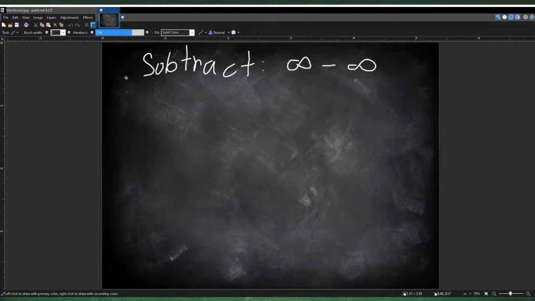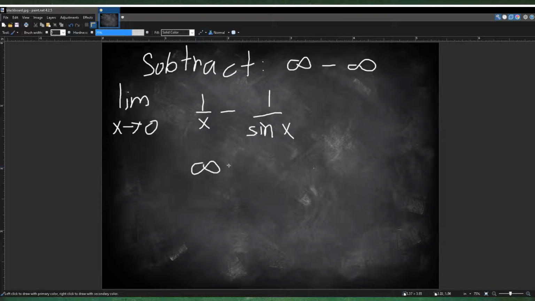So I'll just show you an example of how this works, but it doesn't always apply to every case. Let's say we have the limit as x approaches 0 of 1 over x minus 1 over sine of x. Let's see if it's an infinity minus infinity case. We put 0 where x is, so 1 over x is basically infinity. Sine of 0 is 0, so 1 over 0 is infinity. So this is an infinity minus infinity case.